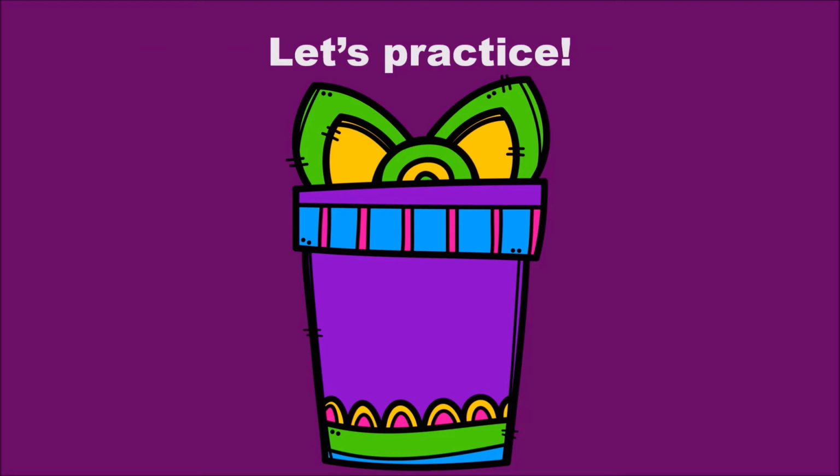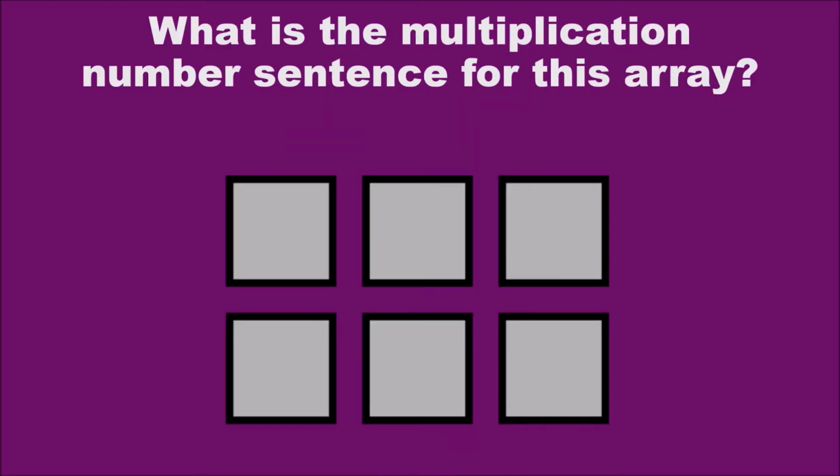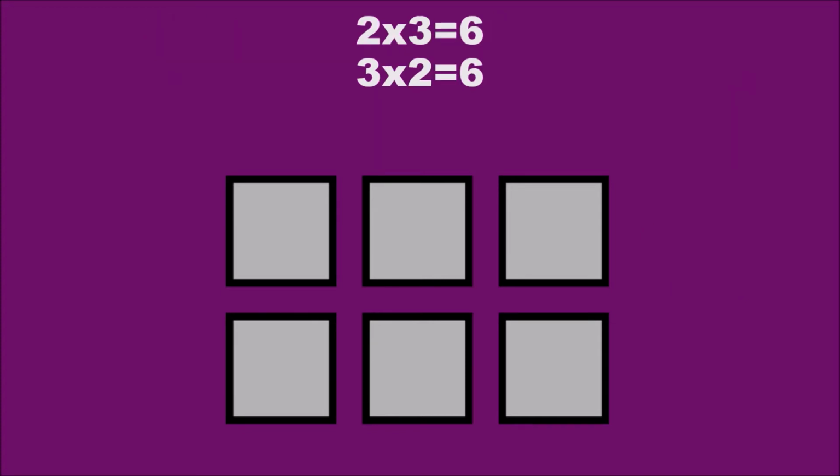Let's practice. What is the multiplication sentence for this array? You write it on your own paper, and to remind you, this is what a multiplication symbol looks like. You should have this in your problems. The answers are 2 times 3 equals 6 and 3 times 2 equals 6. Did you get the correct answer? Good job if you did.